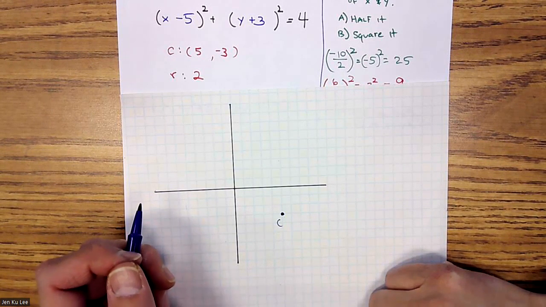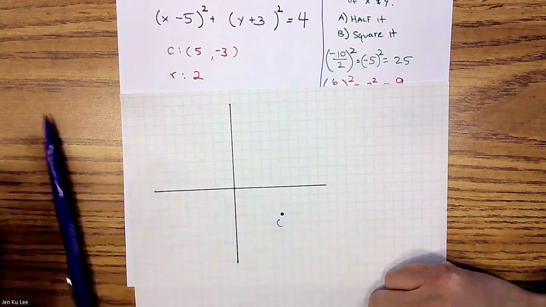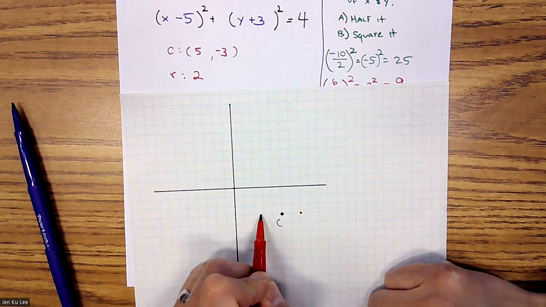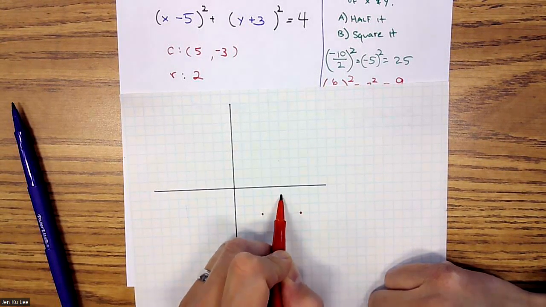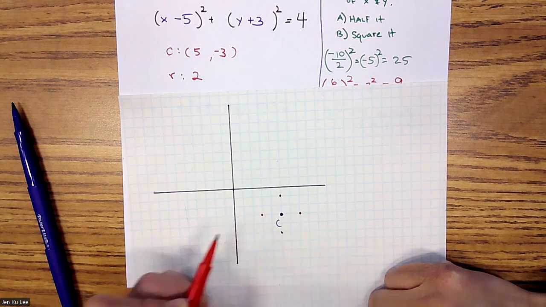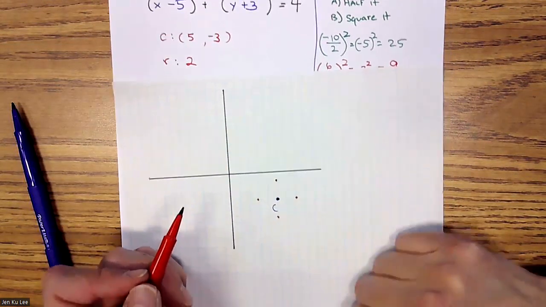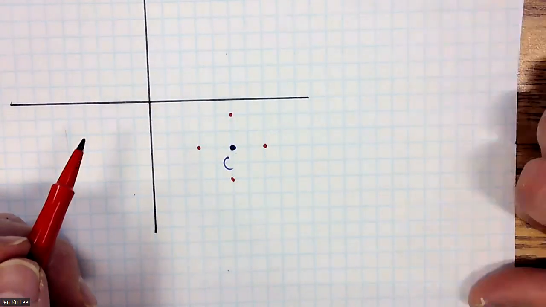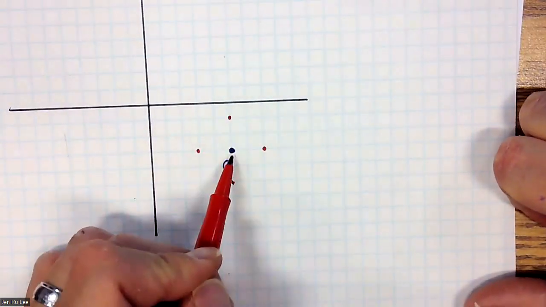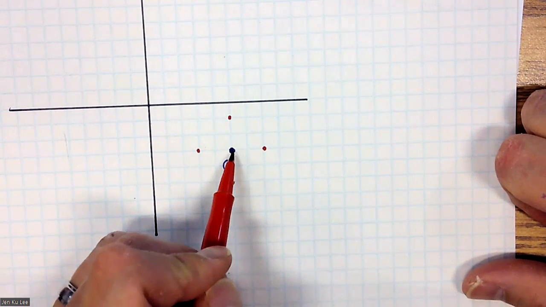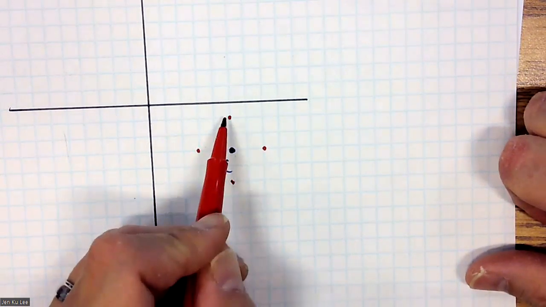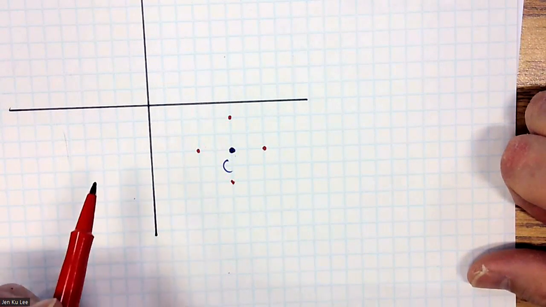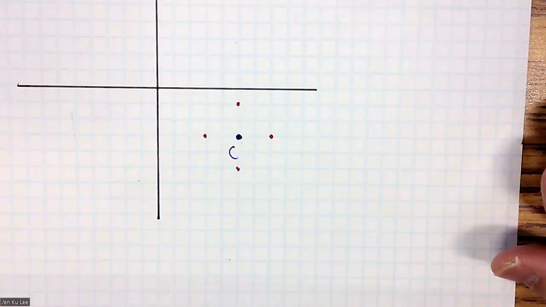All I'm going to do is just move 2 units to the right, 2 units to the left, 2 units up, and then 2 units down. I have 4 points of my circle. You guys see that? Yeah. (5, -3) is my center. My radius is 2, so I just moved up, down, left, right. Yeah. That is all I did.